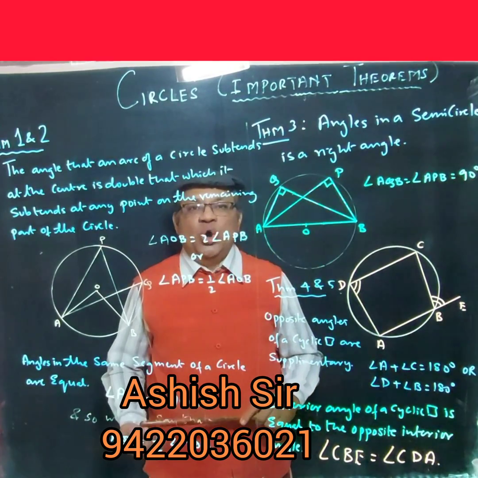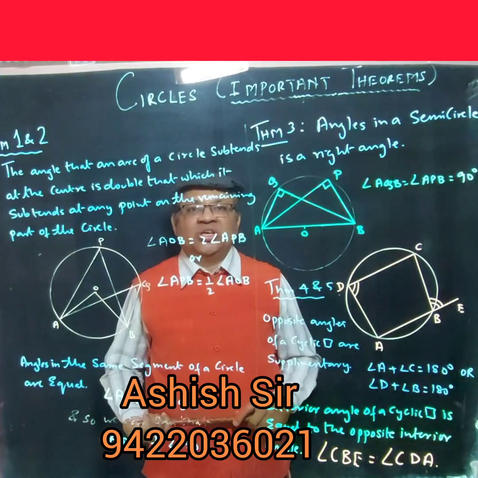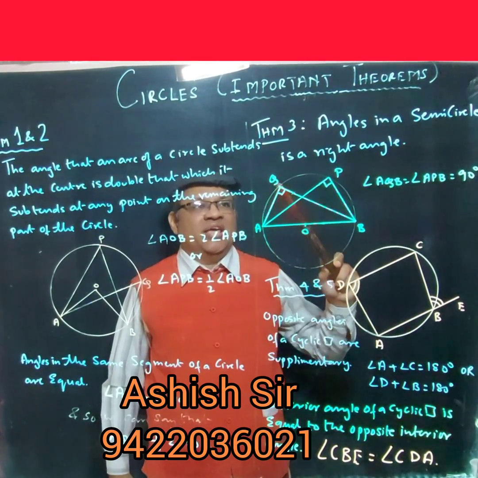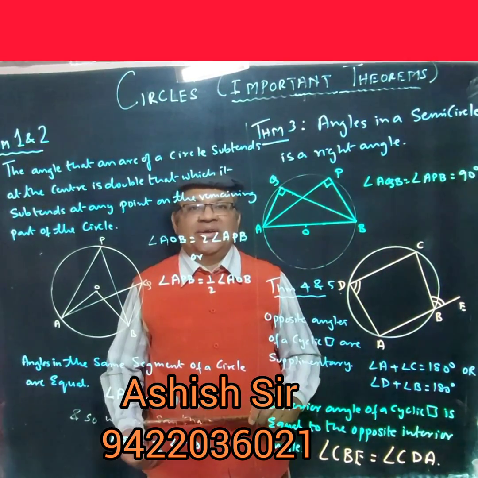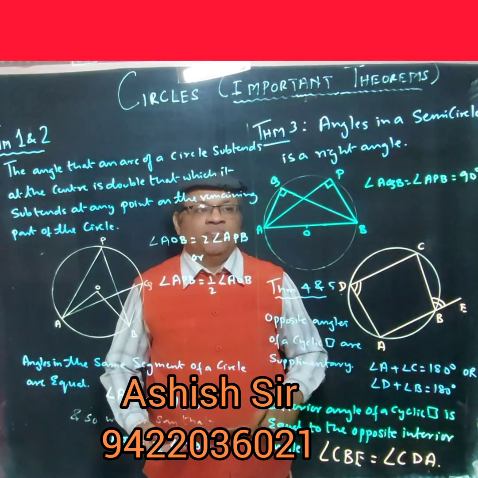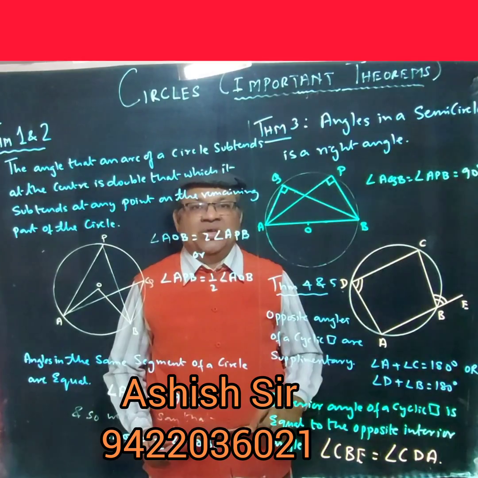Do you know what is a chord? Chord is a line segment which is touching the circle in any 2 points. Like for example over here AQ is the chord, QB is the chord. What is the diameter? Diameter is the longest chord. It passes through the center of the circle. So AB is the diameter.